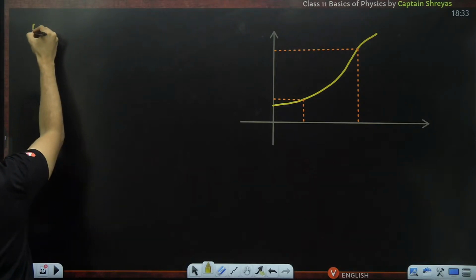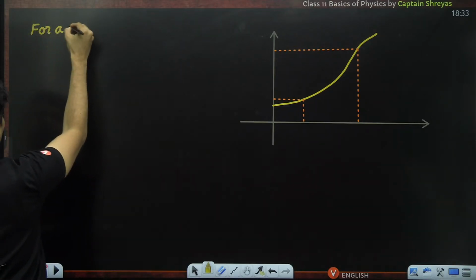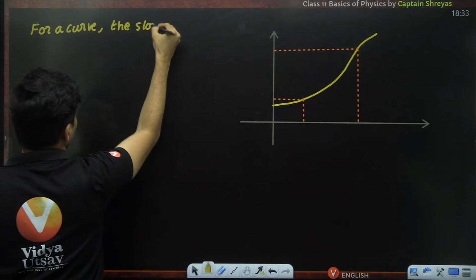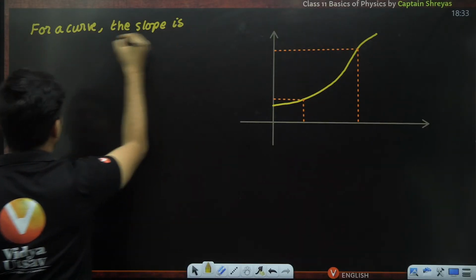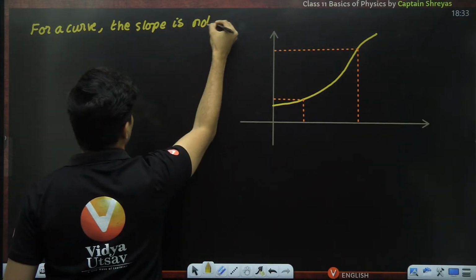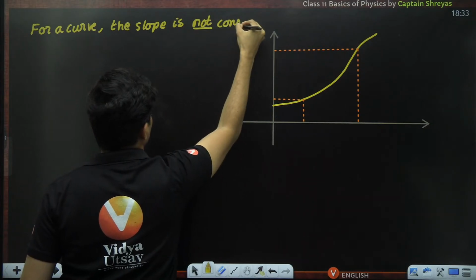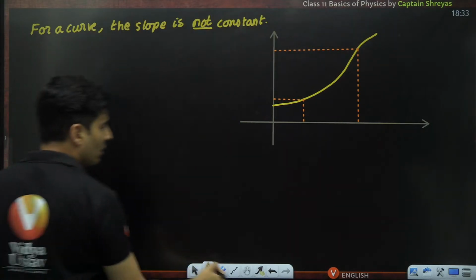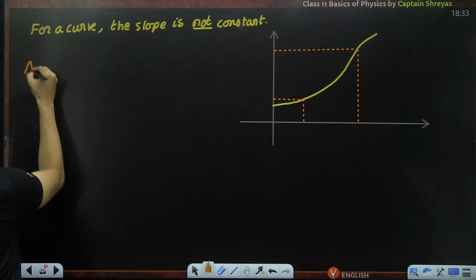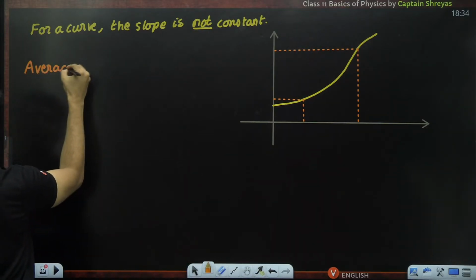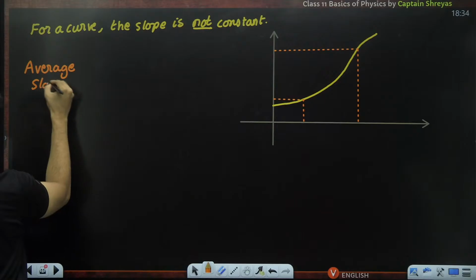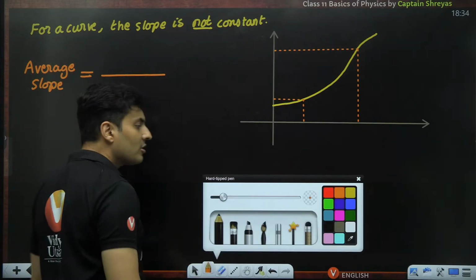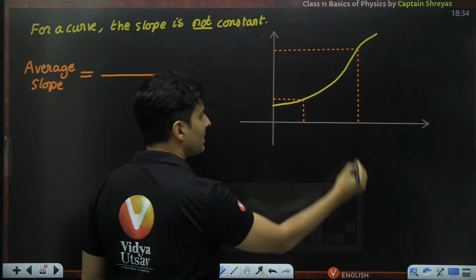For a curve, the slope is not constant. So usually you might use the term average slope. Average slope is always between 2 points. The average slope of a curve is always between 2 points, like over here.